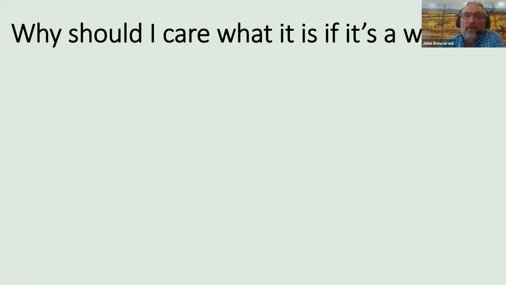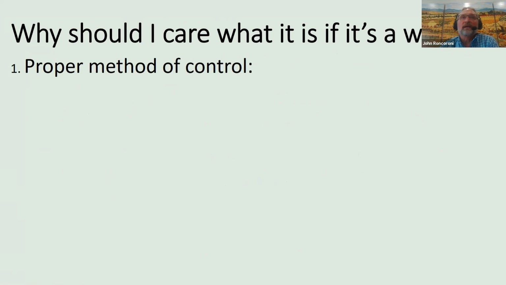Why should I care what it is if it's a weed? Well, a couple things. One, you need to know what weed it is to get the proper method of control. If you're using chemicals, choosing the right chemical. I mean by this, if you're using a pre-emergent herbicide on a perennial plant, it's probably not going to work at all. If you think it's a grass, but it's actually a nutsedge, that grass herbicide will not work. And if it's a broadleaf and you think it's a grass or vice versa, you may be choosing the wrong chemical. And anytime you're spraying a chemical that has no chance of working, it really is just a waste of chemical and something you shouldn't do in the environment.